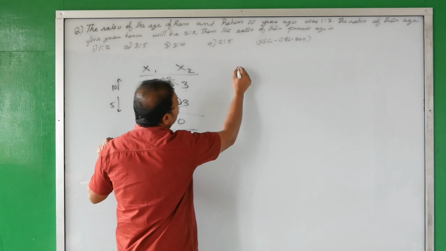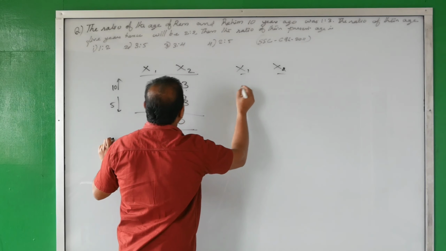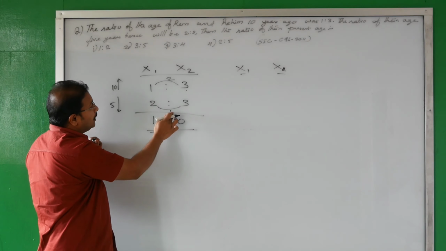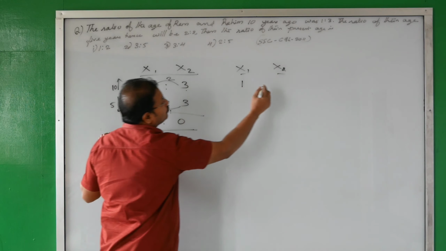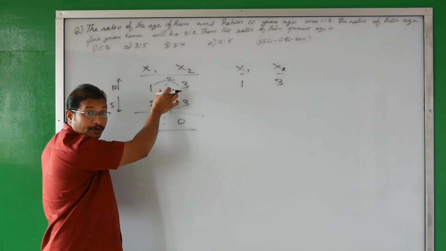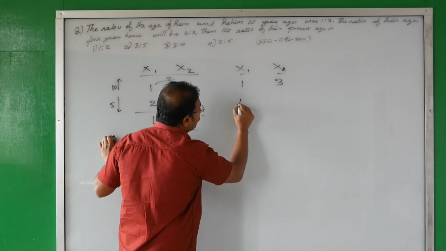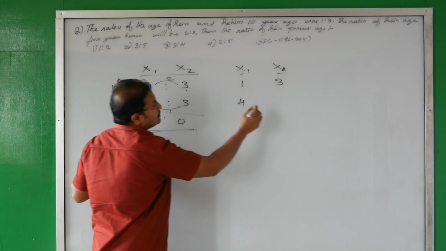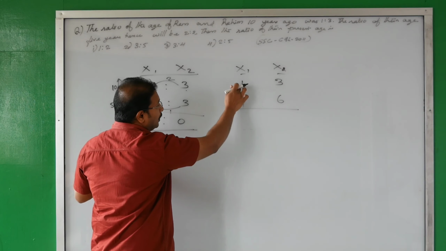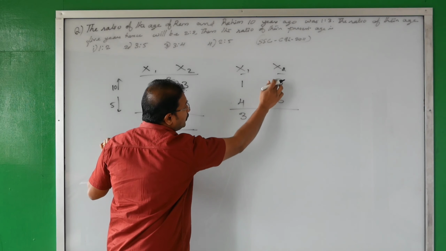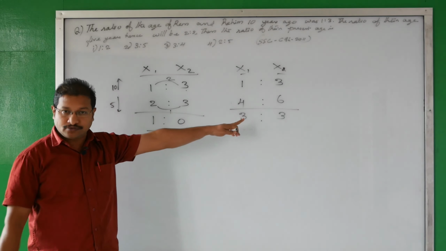That means the next condition will be the first and the second term, that means x1 and x2, will be getting, now I am multiplying 1 to upside, 1 into 1, 1, 1 into 3, 3. Next one, this 2 will be coming to downside, that means 2 into 2, very good, 4. Again 2 3s are 6. Let's see the difference now. 4 minus 1, 3. 6 minus 3, 3. So we got it now. See all ratio. So 3 is to 3.